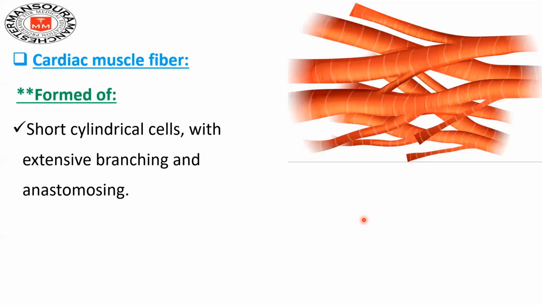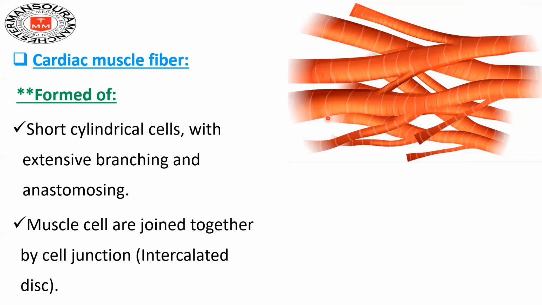Cardiac muscle fibers are formed of short cylindrical cells with extensive branching and anastomosing. What does this mean? Simply, the cardiac muscle fiber, this is one fiber, for example. This fiber is formed of multiple cells. So these are cells arranged side by side. It forms one fiber. These cells are cylindrical in shape, and the fiber as a whole can branch and reanastomose. So here we have extensive branching and anastomosis of the cardiac muscle fiber. This is the first characteristic of this type.